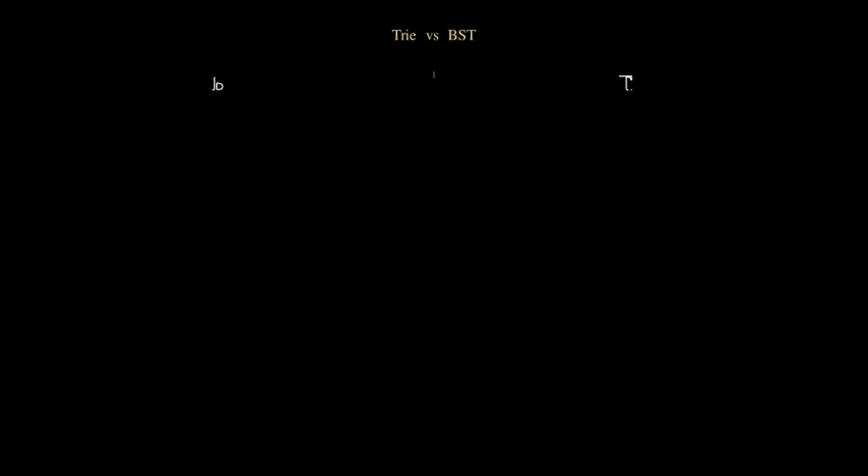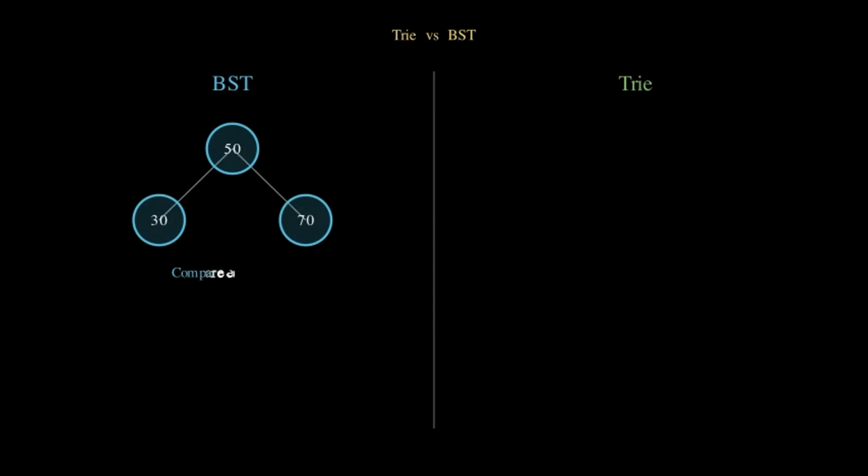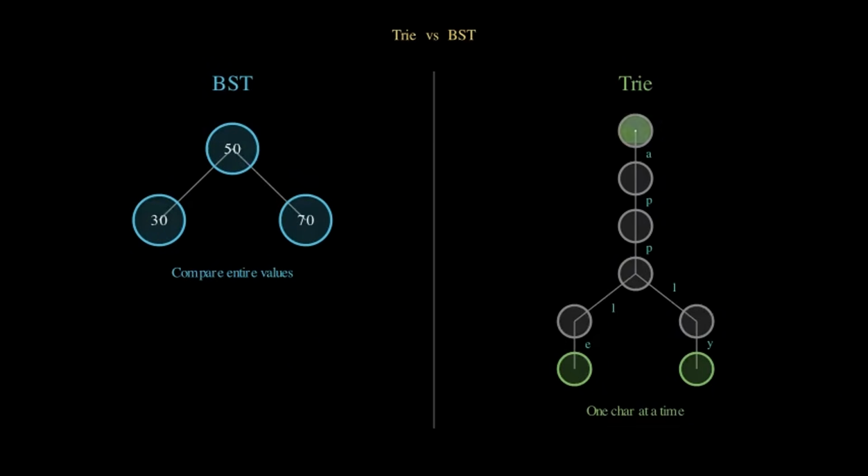Unlike binary search trees, tries organize data by characters rather than comparing entire values, making operations such as inserting, searching, and checking whether a prefix exists very efficient.